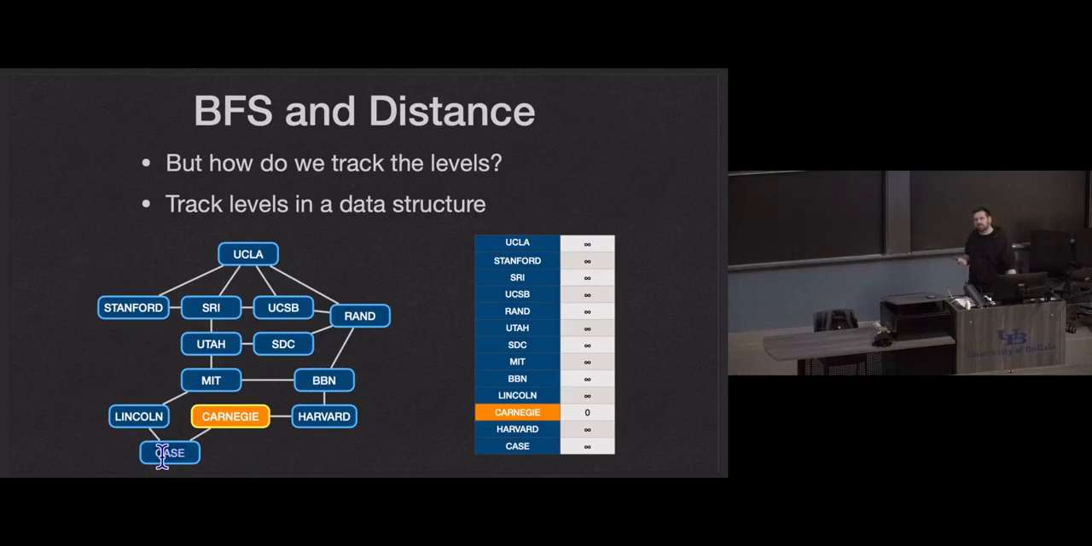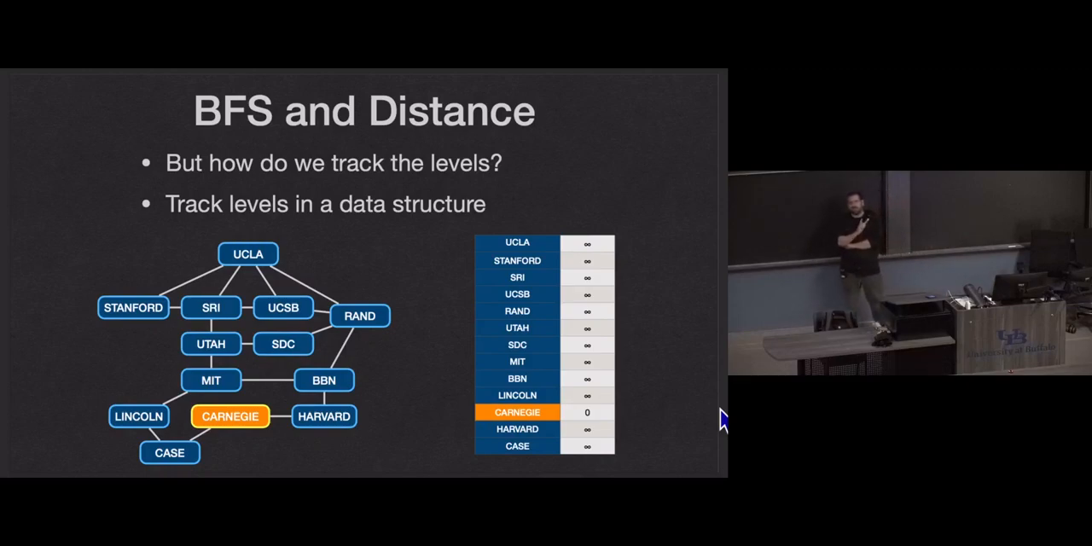Choose Case as your starting node. Run breadth-first search, and then look at the level of BBN, and that's going to be its distance. So we just chose Carnegie. For example, if our task was to find the distance between Carnegie and SRI, then we'd choose one of them as a starting node, run breadth-first search, and then look up the distance for SRI. That's going to be our approach here.